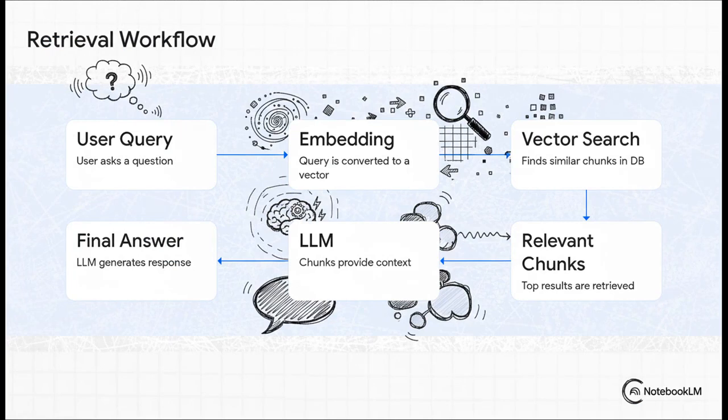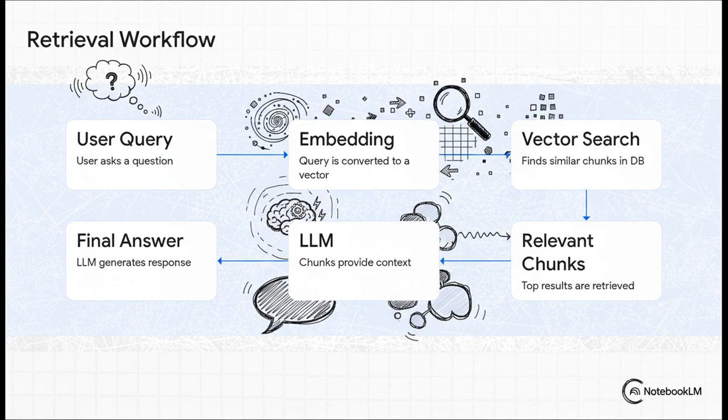A user asks a question. First, we take that question and, this is important, we run it through the exact same embedding model we used before. We turn the question itself into a vector. Then we take that query vector and use it to search our vector DB, asking it to find the text chunks with the most similar vector addresses. Those top results, the most relevant chunks, are then handed to the LLM as context. That allows it to generate a final, accurate, and completely context-aware answer.